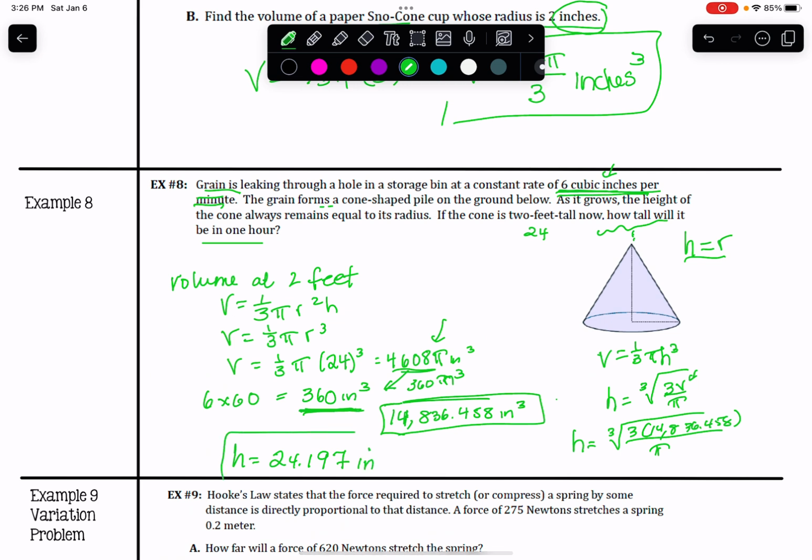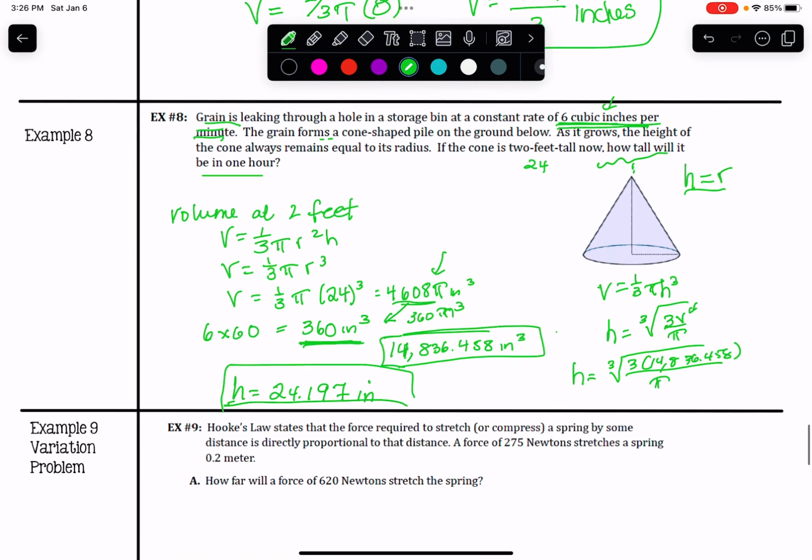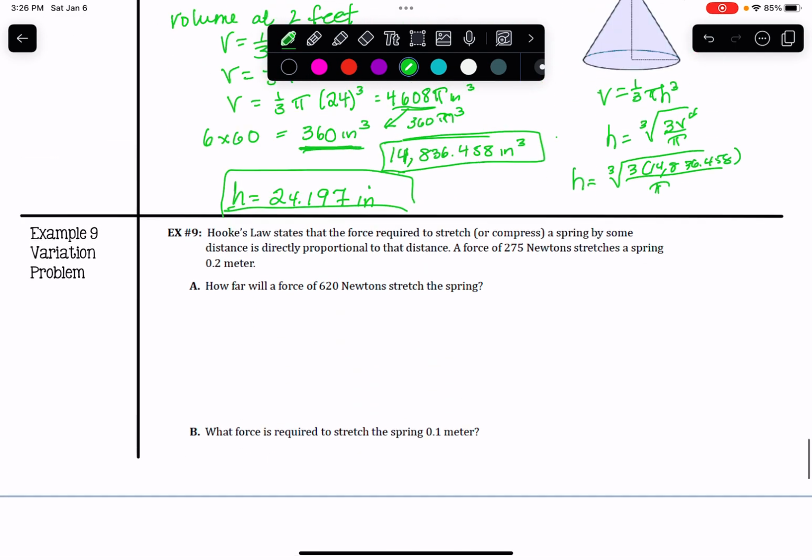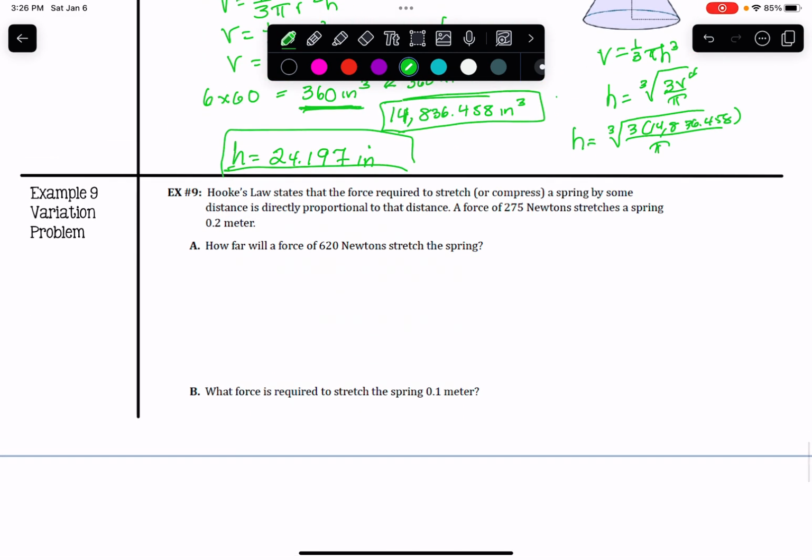So not an easy problem, a little confusing, but walk through it again. Remember, try to do this on your own, away from it if you can. And the last problem we have is about Hooke's law. It says that the force required to stretch or compress a spring by a distance is directly proportional to that distance. A force of 275 newtons stretches a spring 0.2 meters.